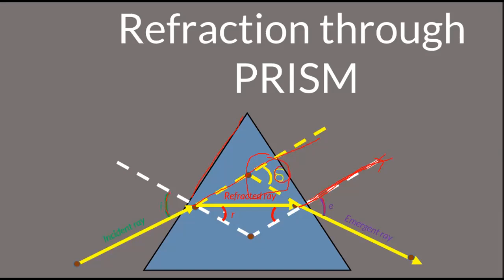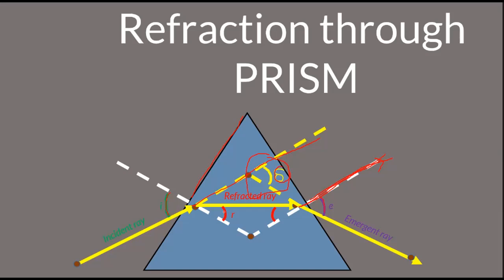We have learned refraction. Now, just a revision. What is refraction? Refraction is the bending of light when it passes from one medium to another. There are two things to be noted: when light is traveling from a medium of higher optical density to a medium of lower optical density, it bends away from the normal. And when the light is traveling from a medium of lower density to a medium of higher density, it bends towards the normal.